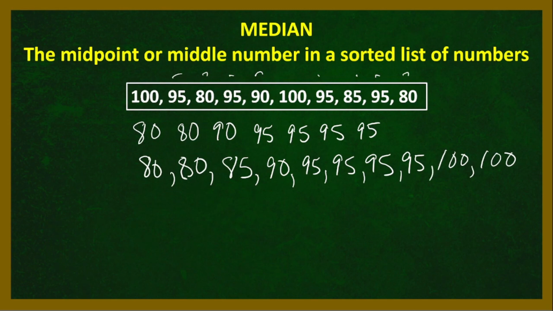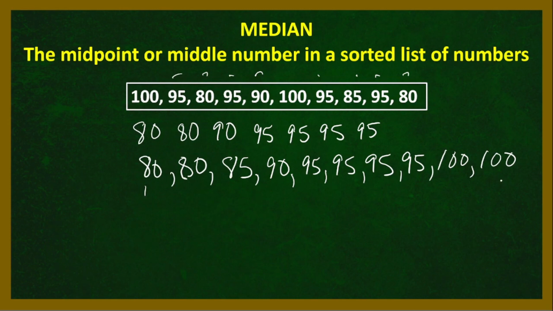Excellent. So again, the definition of median is the midpoint or middle number in a sorted list of numbers. So we've already sorted our numbers, and we did it from least to greatest. As I said, it could be descending as well. So the next step is we need to find the middle number or the midpoint. So let's do that.